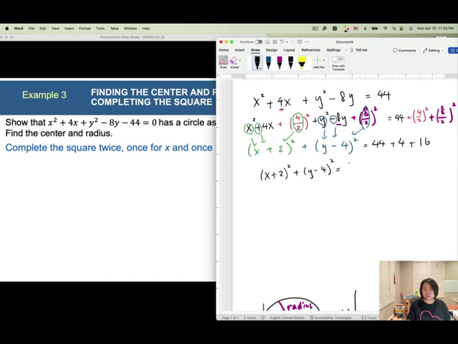That will be 20, so 64. Okay, find out the center. This is a positive, right? It's supposed to be x minus h. So h is going to be negative 2. Y minus 4, so k is going to be equal to 4. And then radius, that will be square root of 64, which is going to be equal to 8.